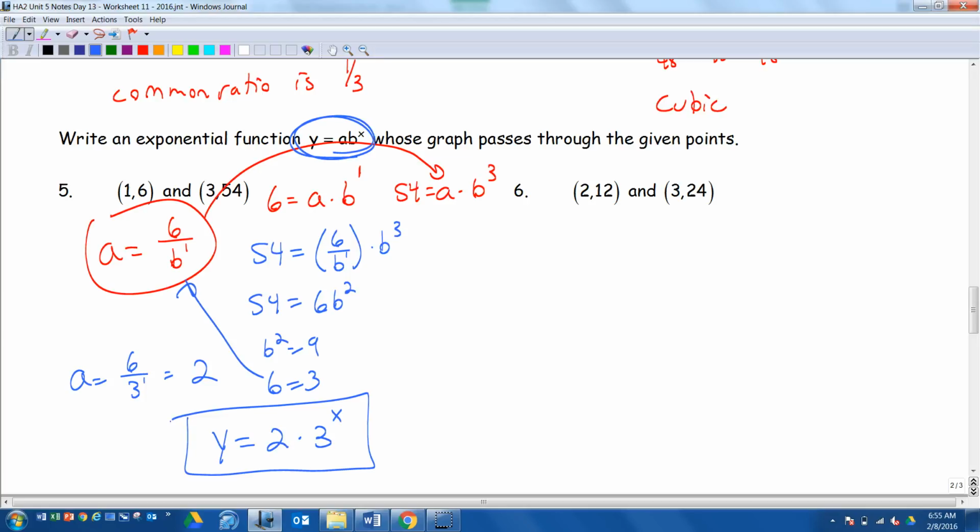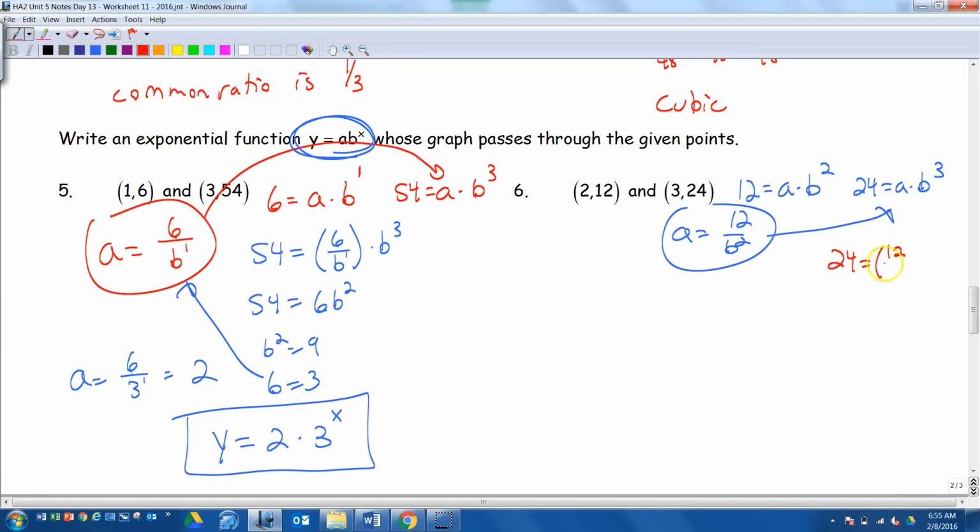We can do it again. Start with the 2 equations. So I have y is equal to a times b to the second, and I get y, nope, that's x I wrote down. 24 is equal to a times b to the third. I'm going to solve for a here. A is equal to 12 over b squared, and then I'm going to plug that into this equation here. When I do that, I get 24 is equal to 12 over b squared times b cubed. Well, I have a b cubed on top and a b squared on bottom, so it ends up being 24 equals 12b, which means b equals 2.